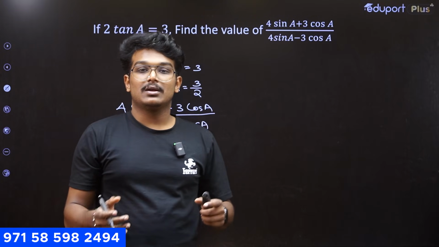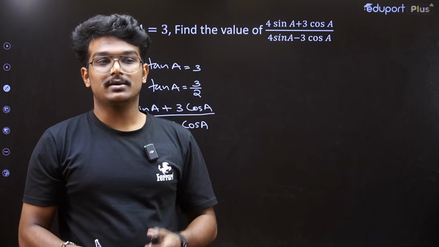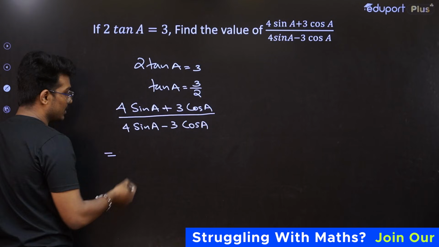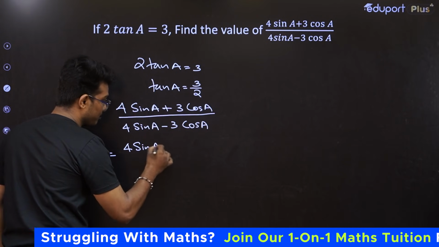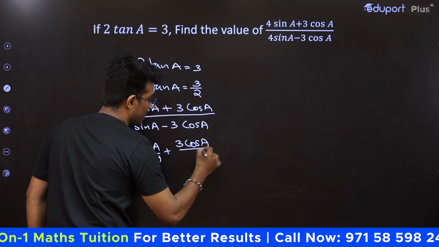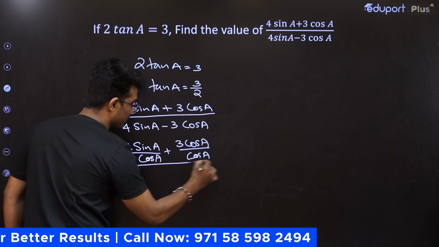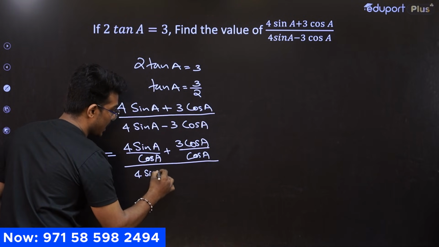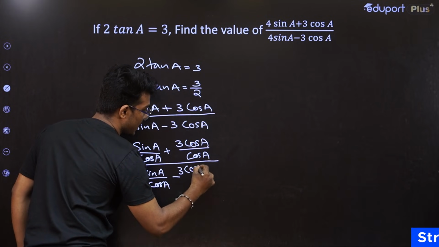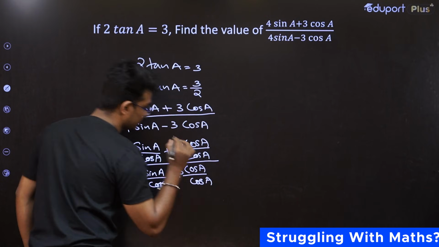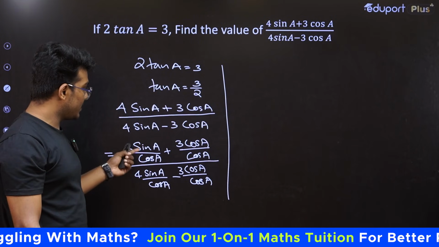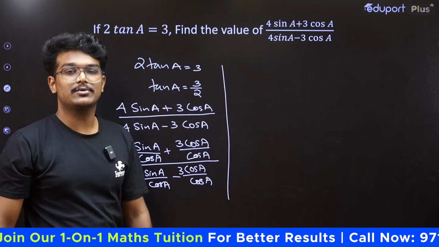Okay, I am dividing the numerator and the denominator of this expression by cos A. Then it is equal to 4 sin A by cos A plus 3 cos A divided by cos A, whole divided by 4 sin A by cos A minus 3 cos A divided by cos A. Now, sin A by cos A is equal to tan A.